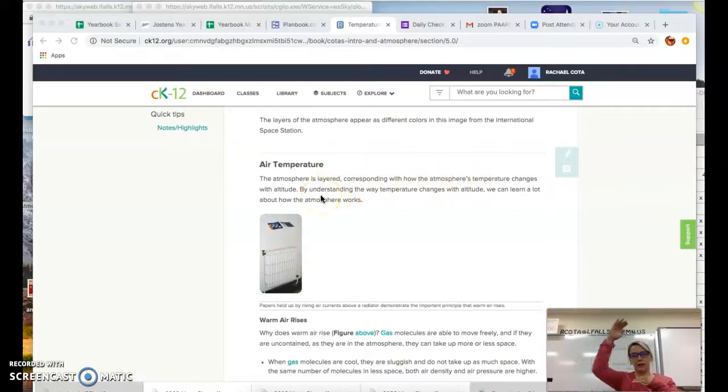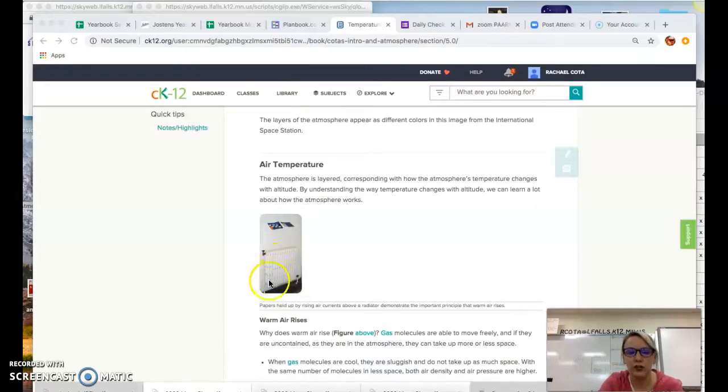Okay, so we have these different layers in the atmosphere that scientists gave different names, categorized them because of the significant changes in between them, and that significant change is temperature.